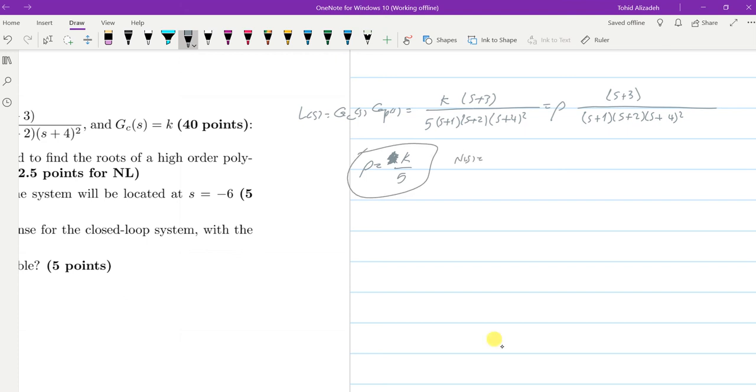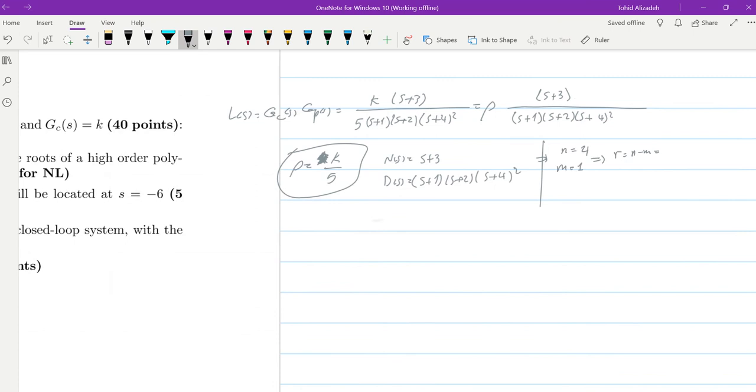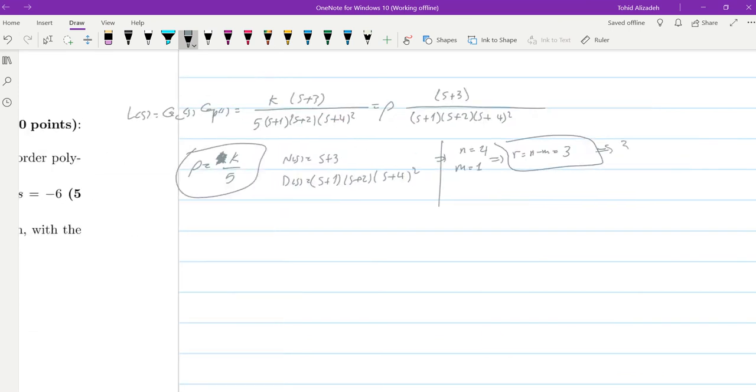For n of s we have s plus 3, and for d of s, the denominator, we have s plus 1 times s plus 2 times s plus 4 squared. This means that we have n equal to 4, so we have 4 poles. M is equal to 1, we have 1 zero. Therefore, r, which is equal to n minus m, will be equal to 3. And this means that we have 3 asymptotes.